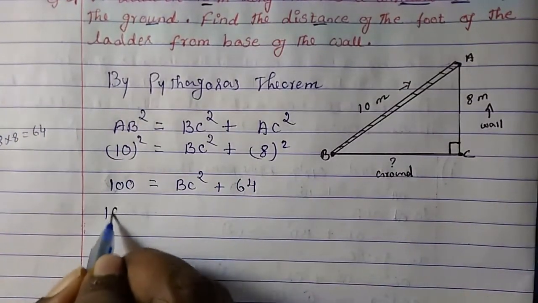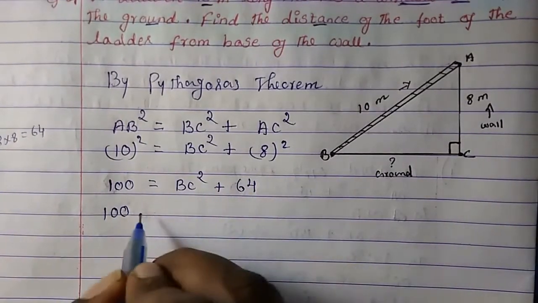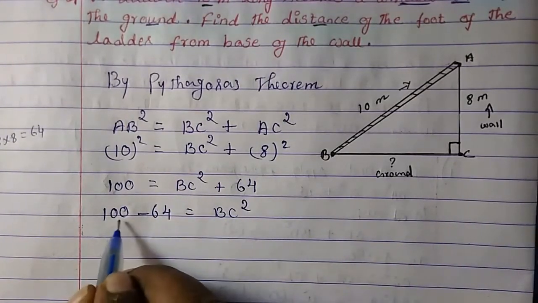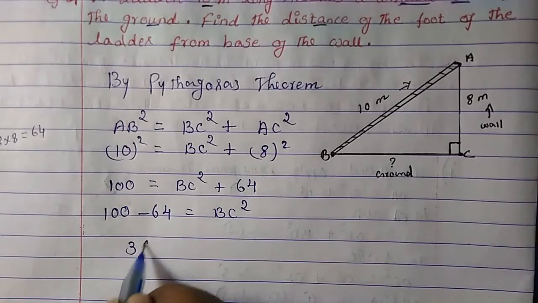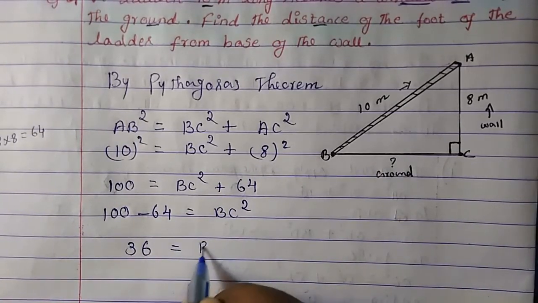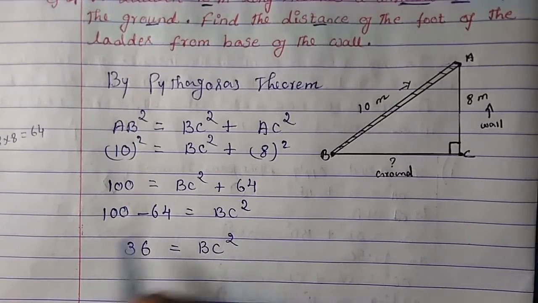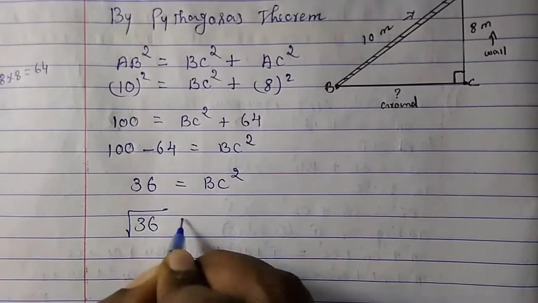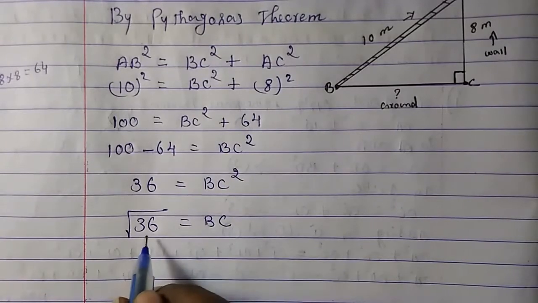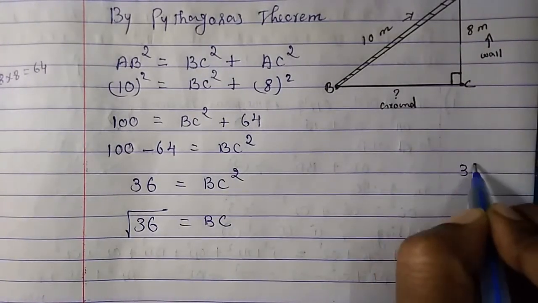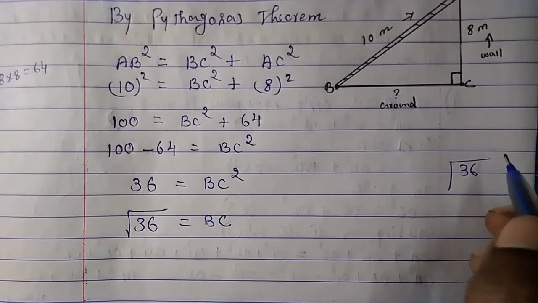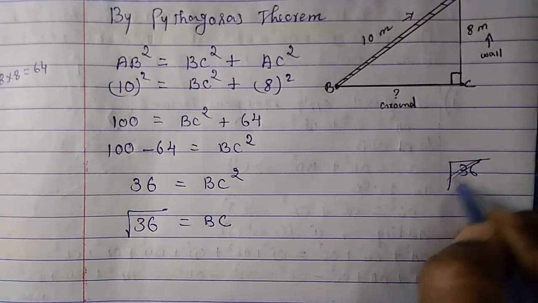So let's bring 64 this side and it becomes minus. So 100 minus 64 will give us 36. So this square, if you bring it to this side, it will go to root. So now this 36, what we'll do? Those of you know the perfect square of it, you can write it directly. Those of you don't know, you can factorize it.